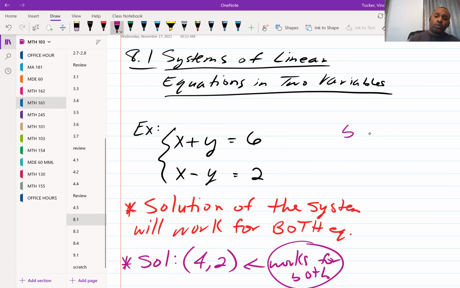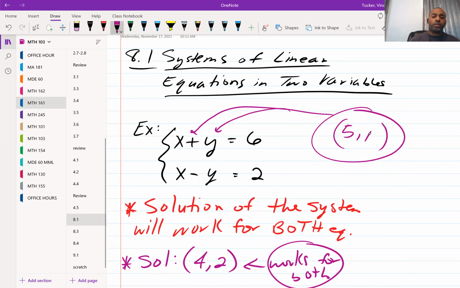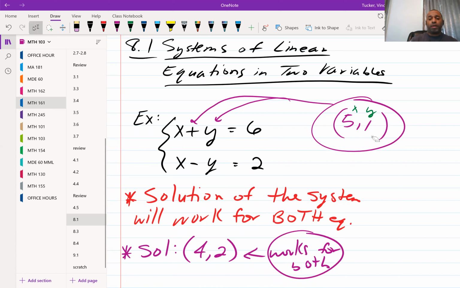It has to work for both of them. So if I look at the ordered pair (5, 1), it works for the first equation because 5 plus 1 is 6. Don't forget, the first variable is x, the second is y. But it does not work for the second one, because 5 minus 1 does not equal 2. The solution that works for both is the ordered pair (4, 2). 4 plus 2 is 6, 4 minus 2 is 2. That's what we're talking about, a solution for a system of equations: an ordered pair that works for both of them.